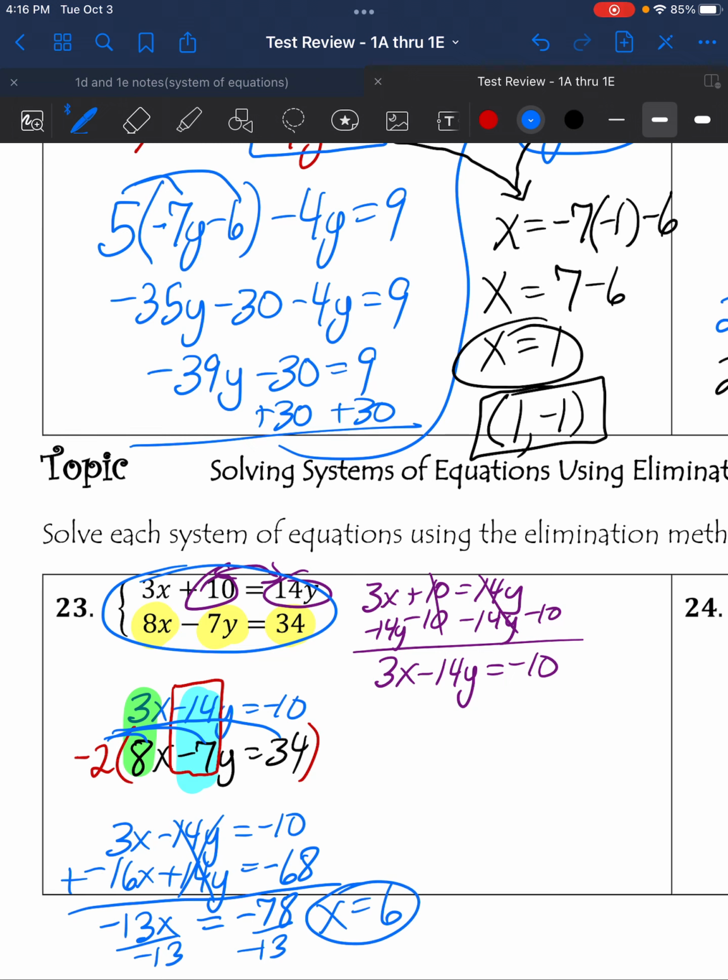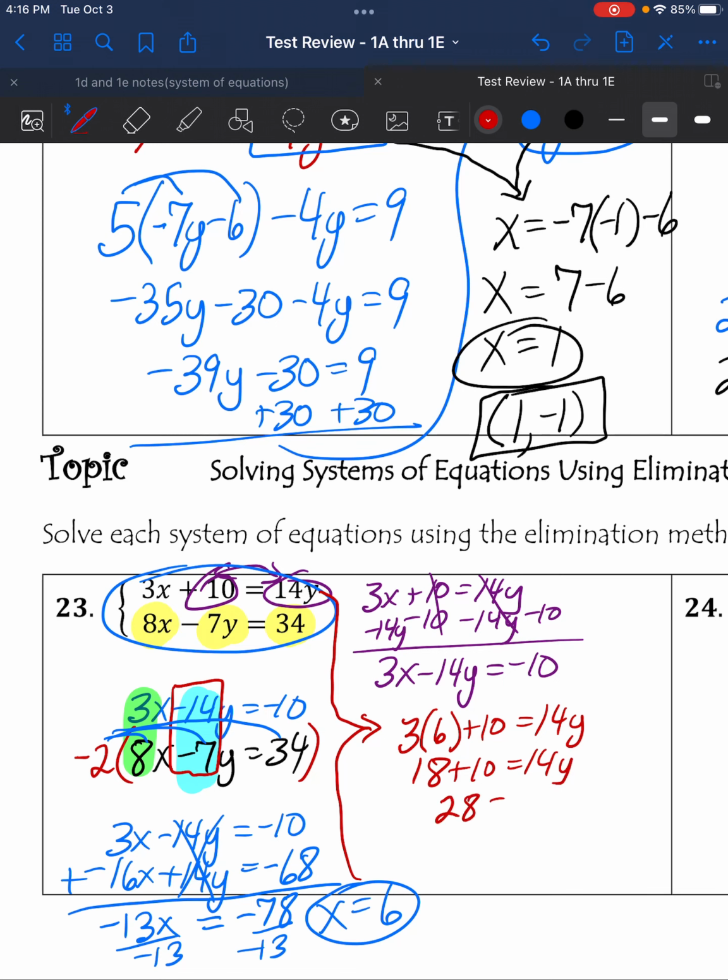So if our x value is 6, now we've got to find the y value. You can use any equation you want. The top equation up here was kind of close to being solved for y, so I'm going to use that one. So it's 3 times 6 plus 10 equals 14y. 3 times 6 is 18. 18 plus 10 is 28. Divide by 14. 28 divided by 14 is 2. So that's my y value. So x is 6, my y value is 2.